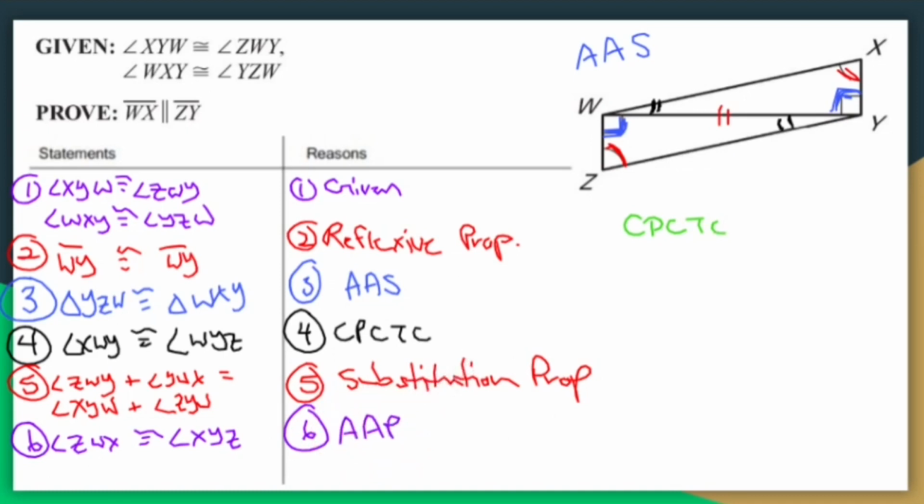And now that we know that, these two angles are all completely the same, these two guys are the same as these two guys. Now that we know that, I can say that this is parallel to that, thus finishing my proof. Let's get a different color. I can say that WX is parallel to ZY, and that's the definition of alternate interior angles.